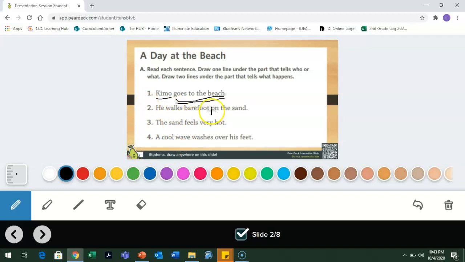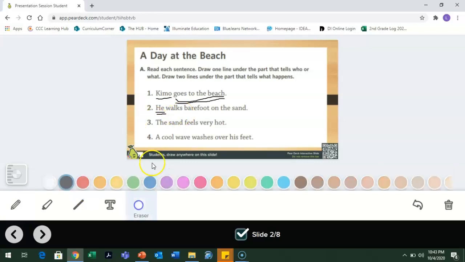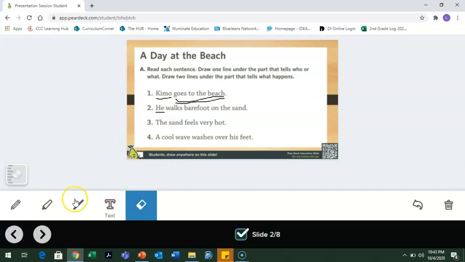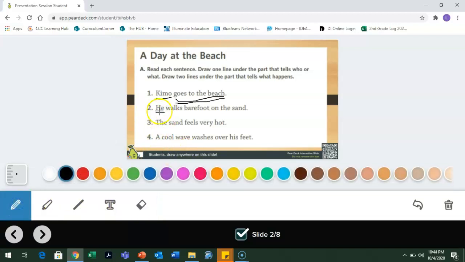He walks barefoot on the sand. Who? Get ready. Yes, he. That's the subject. What does he do? Oh, look right here. Miss Bocanegra made a mistake. So I make an eraser. Subject is with 1 line. What does he do? Yes, he walks barefoot on the sand. So I make 2 lines because that's a predicate.